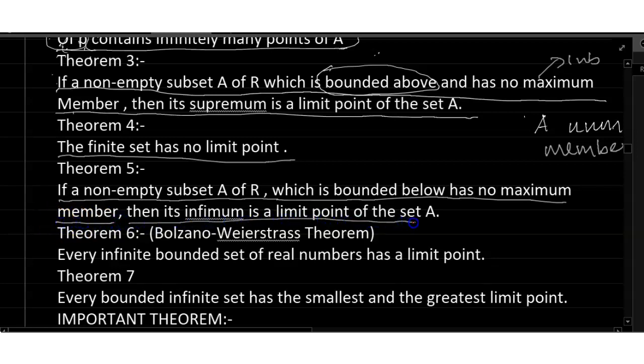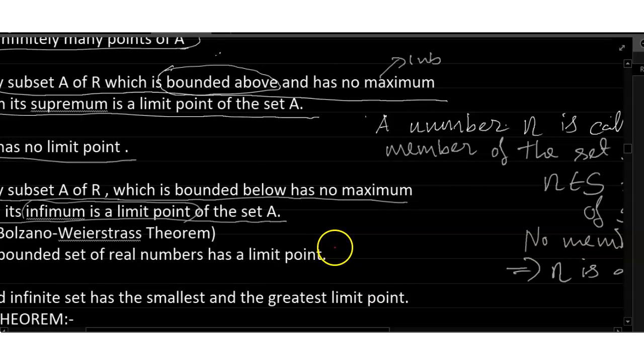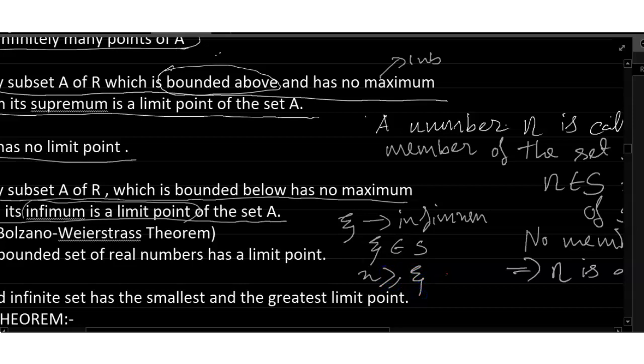So if a non-empty subset A of R which is bounded below has no minimum member, then its infimum is a limit point of the set A. So the limit point is the infimum. Friends, it is the same fact as bounded above, but zeta is the infimum when zeta belongs to set S and every x is greater than or equal to zeta, where x belongs to capital S.